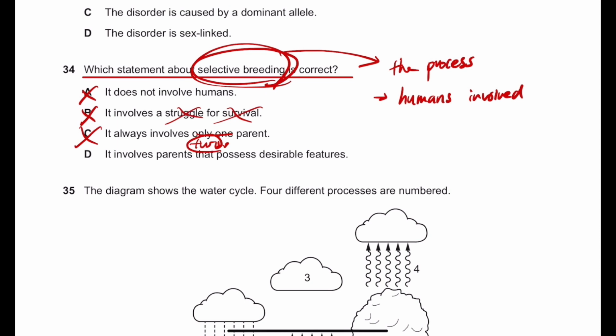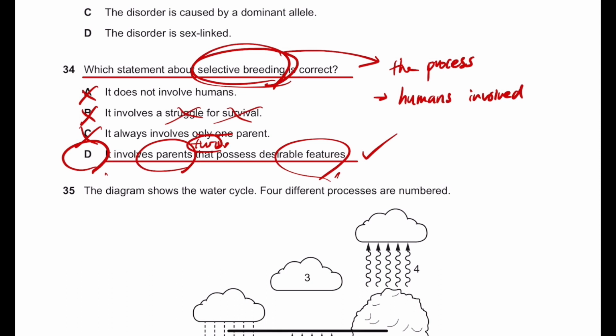Number D, it involves parents that possess desirable features. This is absolutely right. This is the purpose of doing selective breeding. If we want to have a desirable characteristic or desirable product, we take the parents, the organisms, that possess that feature, and we breed them together to get more of the features. Okay, so that is the answer for this one.